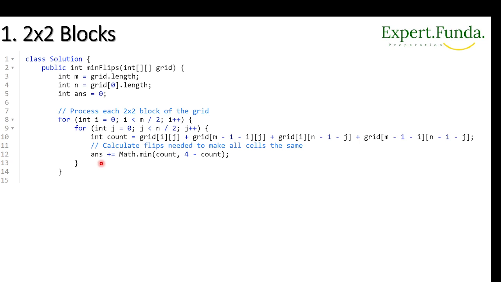Then we will calculate the answer. The answer is initially 0, and we will find the minimum count. So this will come from the count: we have to calculate the flips needed to make the cells the same, so we take the minimum of count and 4 minus count. Whatever comes, the number of 1s or the number of 0s, we add that to the answer here, and we do count plus plus.